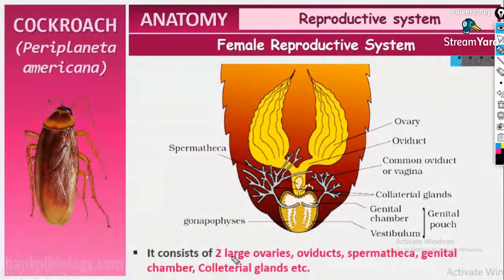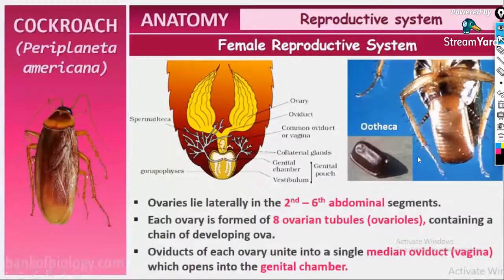The female reproductive system of the cockroach consists of two large ovaries, an oviduct, a spermatheca, a genital chamber, and collateral glands. All these we discussed in the last class. When we started cockroach, we came across all these things in their morphology, not anatomy. Now we are discussing it again in anatomy, the reproductive system.